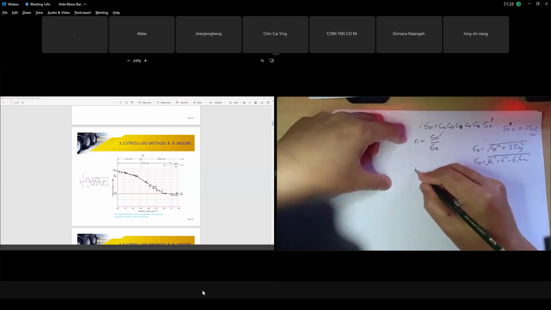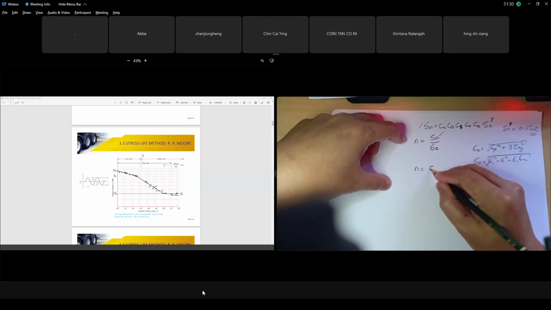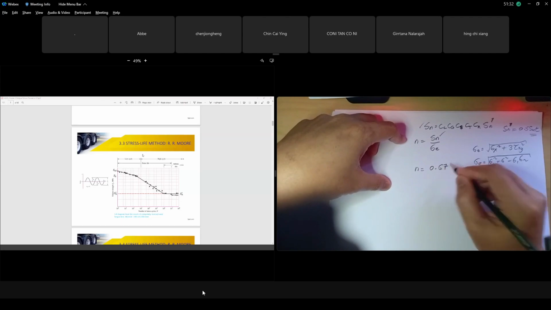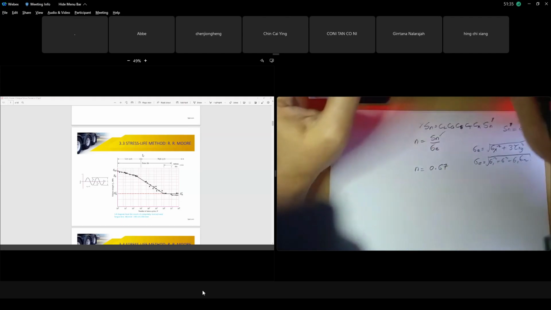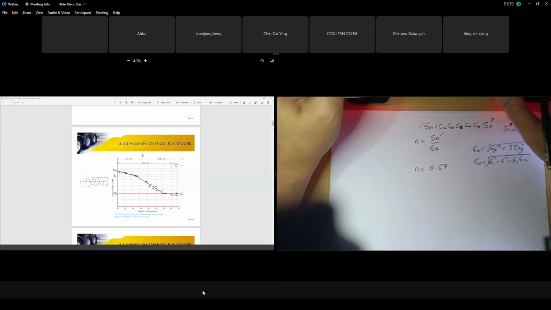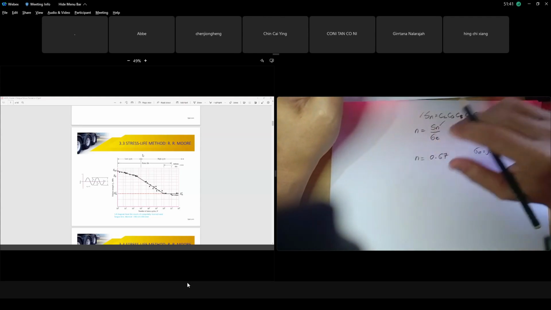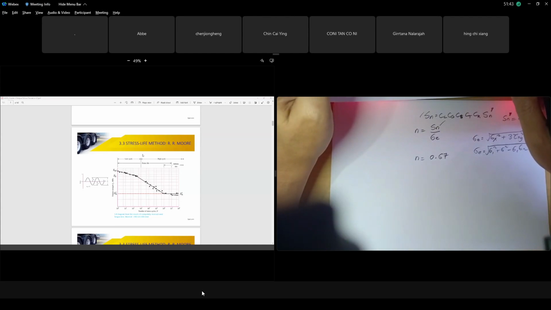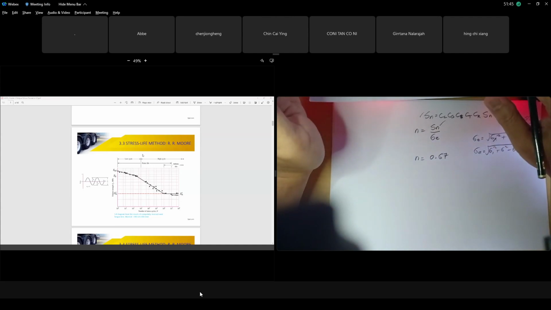When you get your static factor and you find that it is 0.67, it means less than 1. It will fail. Can you see, class? Hello class, are you with me? Okay, it will fail. It will fail.